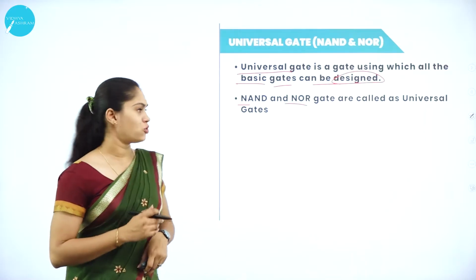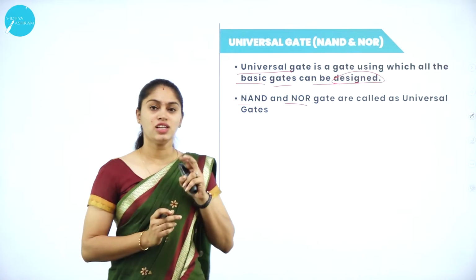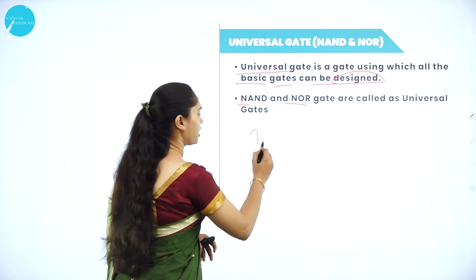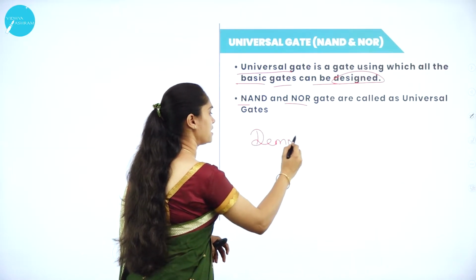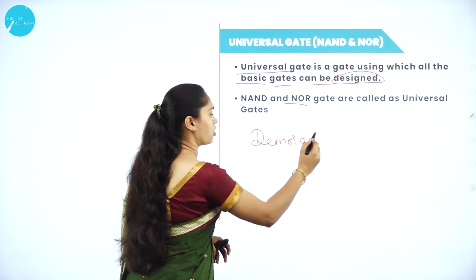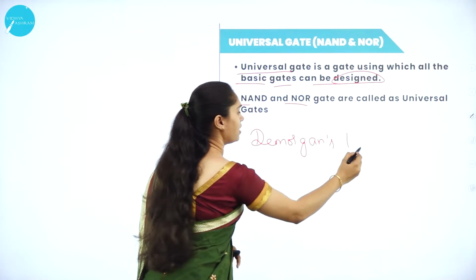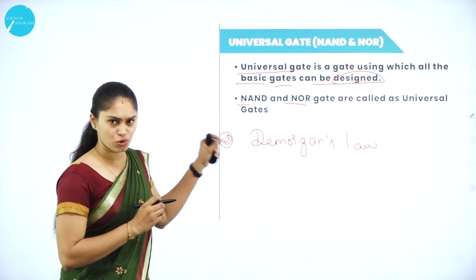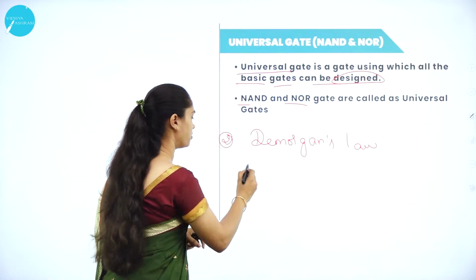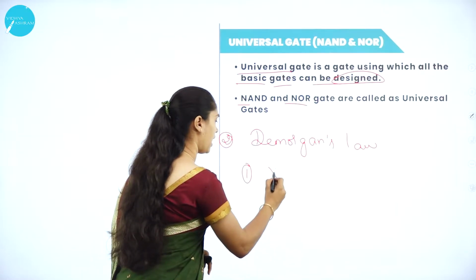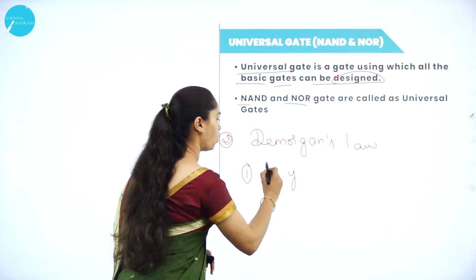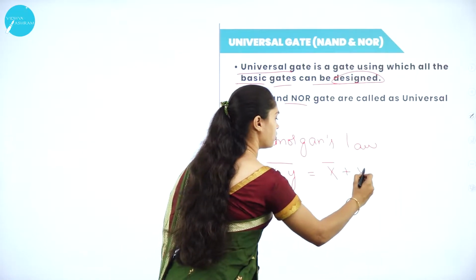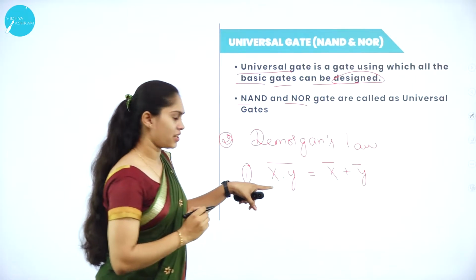So before getting into today's session, you have to understand two things, that is De Morgan's law. When it comes to De Morgan's law, this is a basic law of Boolean algebra. De Morgan's law has two laws. So there we have two De Morgan's laws. When it comes to the first law, here x dot y whole bar is equal to x bar plus y bar.